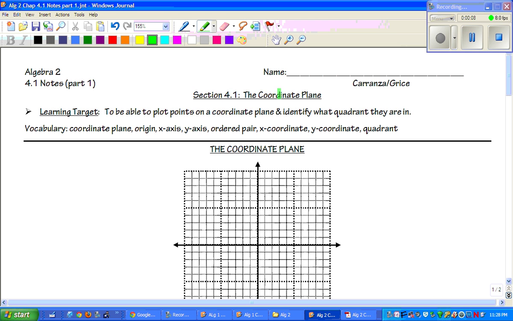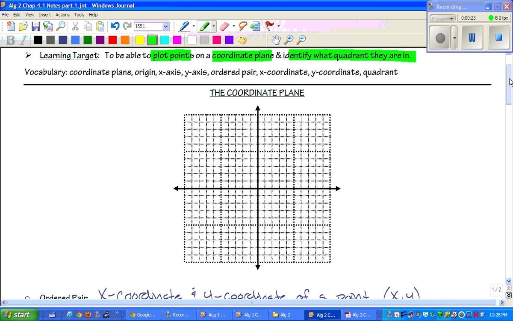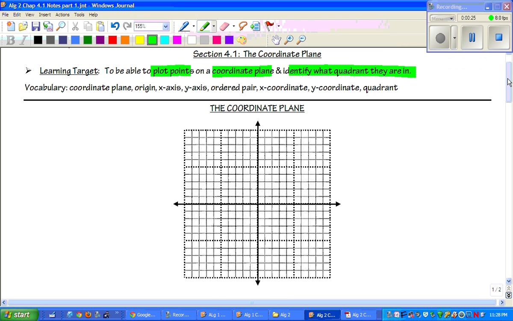Today we are talking about the coordinate plane. Our learning target today is to be able to plot points on a coordinate plane and identify what quadrants they're in. We're going to be going through a lot of vocabulary today, so I hope you're going to be paying attention and make sure to write everything down.